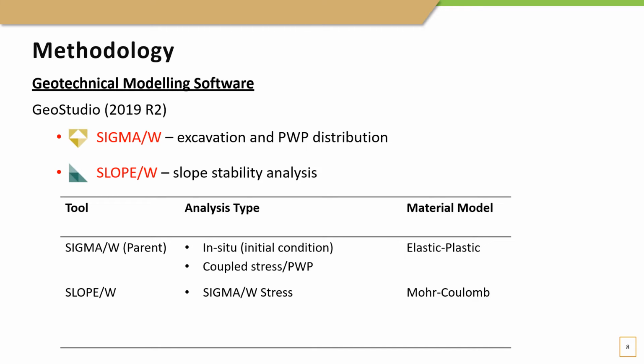Geotechnical modeling software GeoStudio 2020 R2 was used with tools such as SIGMA/W and SLOPE/W. For SIGMA/W, which was used as parent analysis, in situ analysis was used to develop initial conditions, and excavation was simulated using coupled stress analysis. The material model for this tool was elastic plastic, and to perform the slope stability analysis, the SLOPE/W tool was used.